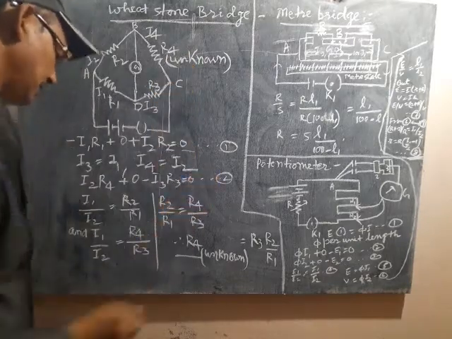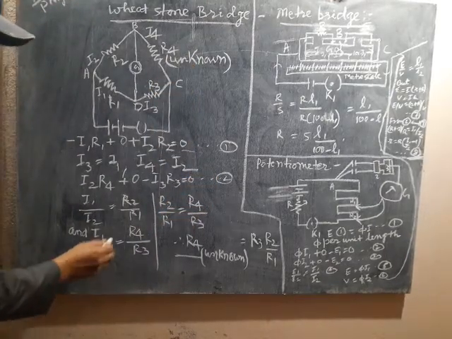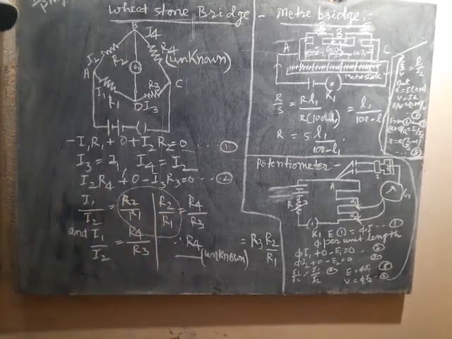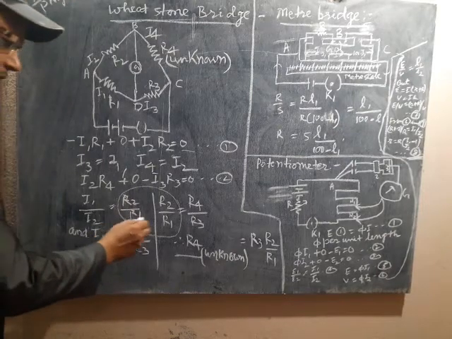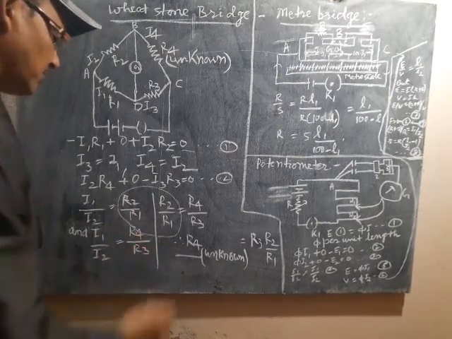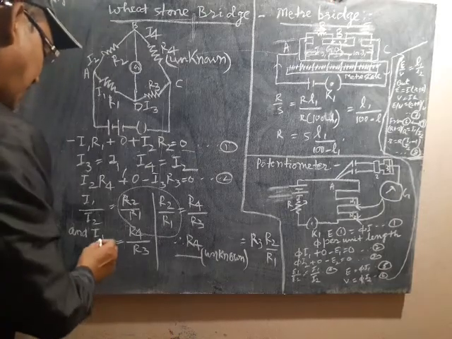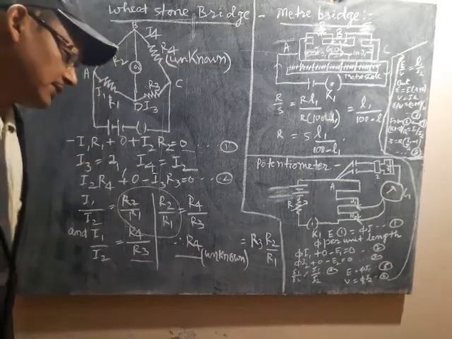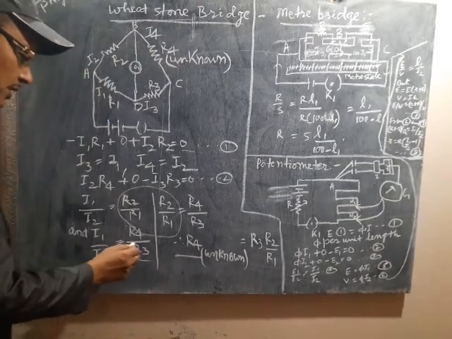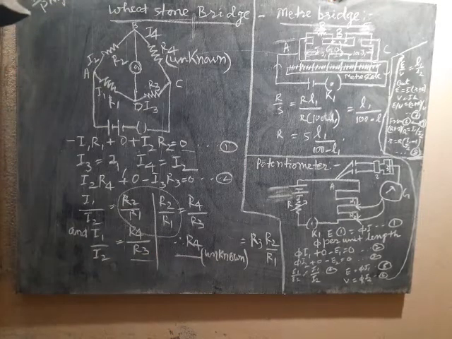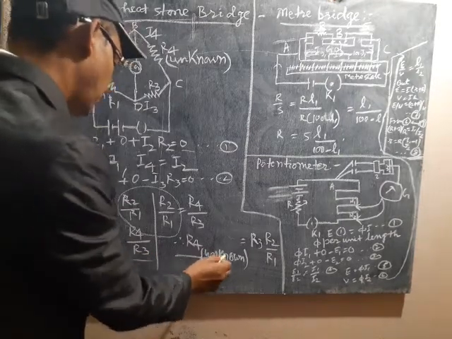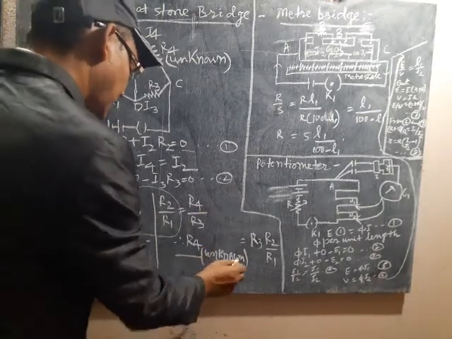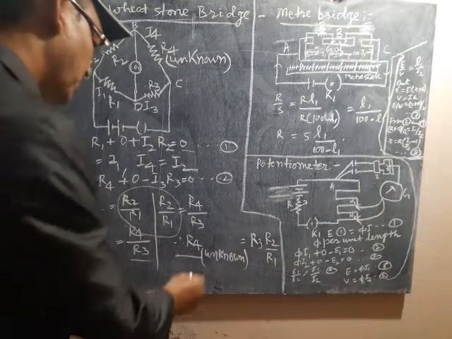R2 by R1 is equal to R4 by R3, or I1 by I2. Here you are observing that in this case both things are the same. So you may write I1 by I2 is equal to R4 by R3. Now next thing, R4 is unknown. From this relation, R4 is unknown.